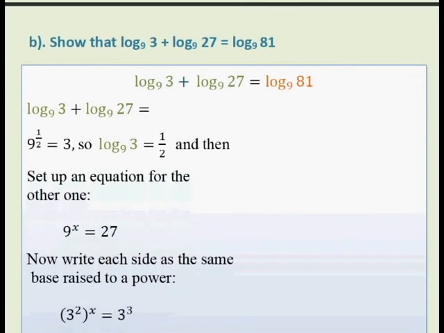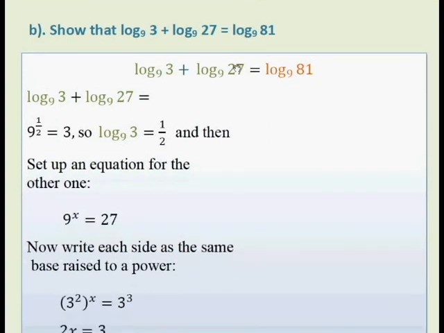Part B of that same problem was to show that the log base 9 of 3 plus the log base 9 of 27 is equal to the log base 9 of 81. Done the same way, so I took the left side and simplified this. 9 raised to what power is equal to 3? Well, we know that the square root of 9, which is 9 to the 1/2, is equal to 3, so the log base 9 of 3 is equal to 1/2.